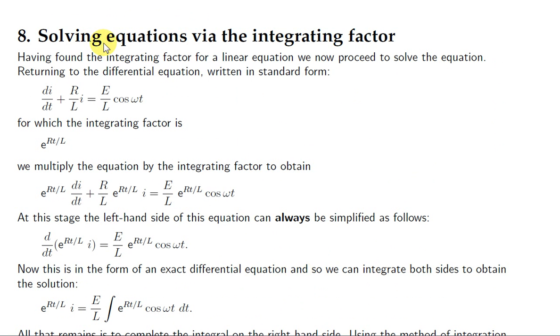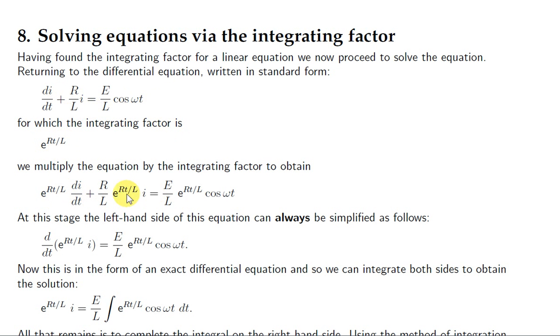Now at last we're ready to solve equations using the integrating factor. Let's go back to the equation for the LR circuit, and the integrating factor was e to the power of the integral of R over L with respect to time. So that was e to the Rt over L, as we saw. So what did we do with an integrating factor? Well, to make our equation exact, we multiply it by the integrating factor. So we multiply this by e to the Rt over L.